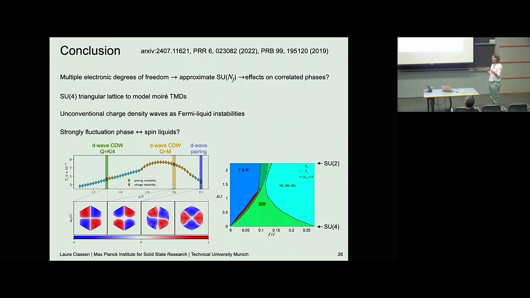The new thing is that you can also, via the same mechanism, get an attraction in the charge channel. But as you point out, you need to ask if that competes with superconductivity. It does, and yeah, we find that superconductivity or pairing instability win in most of the phase diagram.